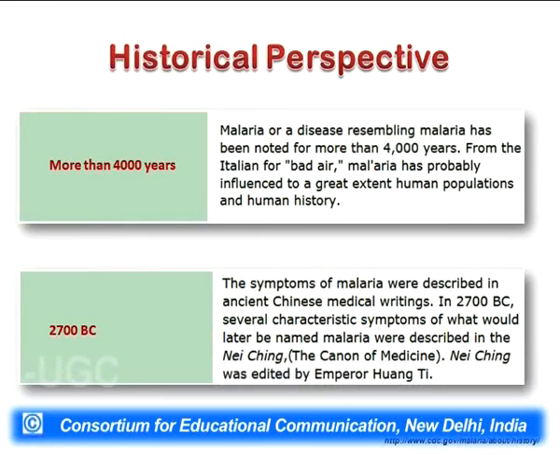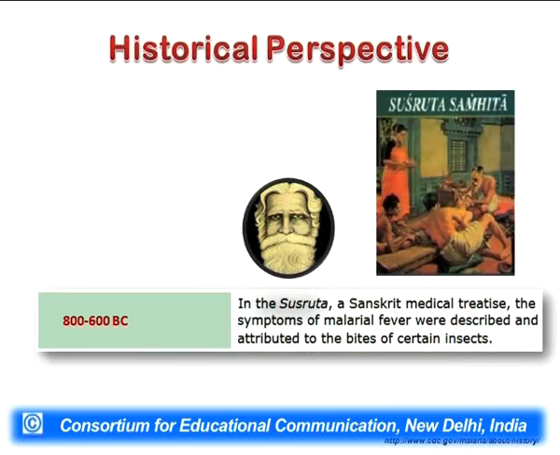This name came up because the people who were staying near the marshy or swampy areas were having this disease condition or fever condition. Subsequently, the earliest reporting of malaria can be found in the Chinese journal Nei Jing, which dates back to 2700 BC, in which the malarial symptoms have been reported. So malaria is not a new disease, it has been reported way back.